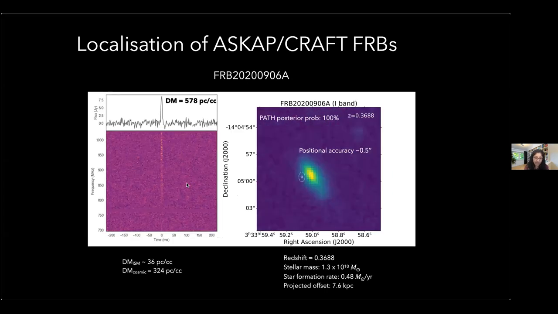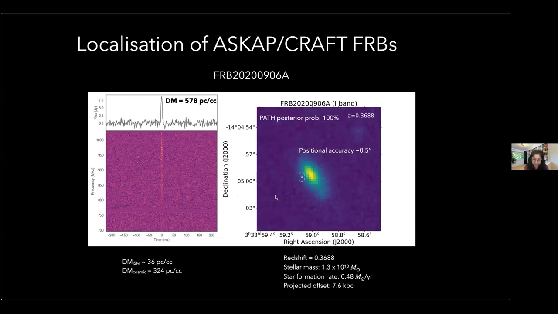Next in our sample is FRB 200906, which was again an ASKAP detection. We found it with a signal to noise of 19 at a DM of 578 with an estimated DM cosmic of 324. We localized this burst with an accuracy of about half an arcsecond in this case.